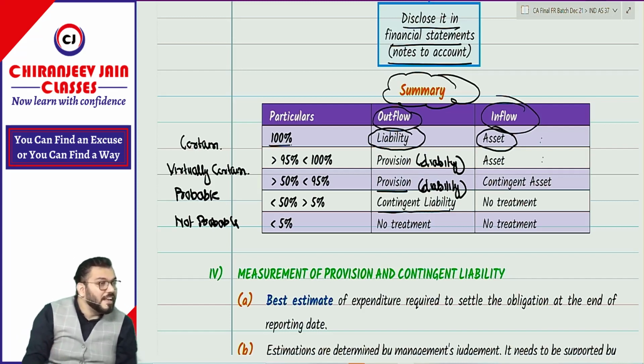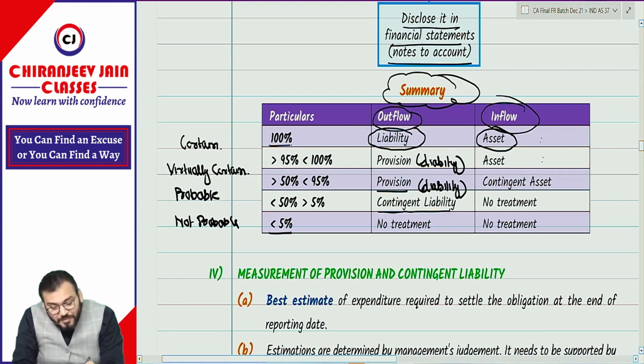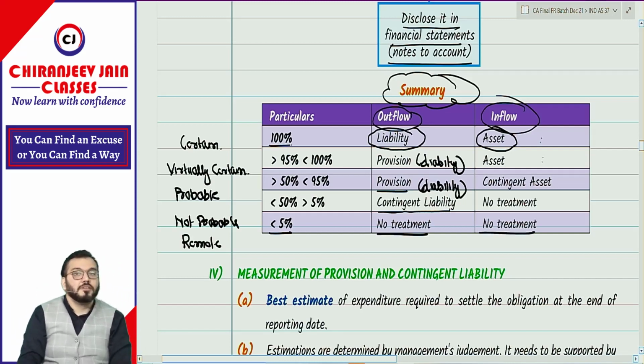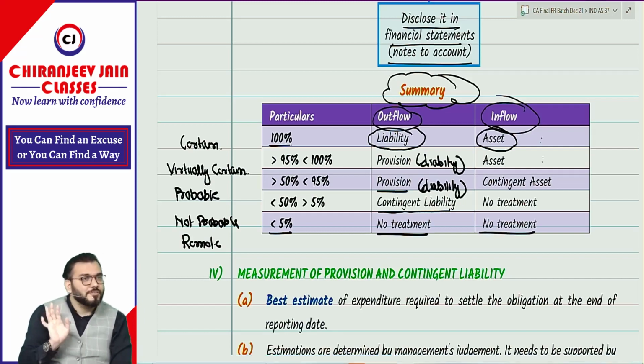As a contingent liability. And when it is less than 5%, we call it what? A remote. And remote, no treatment due to which concept? Materiality concept. I hope you have understood.